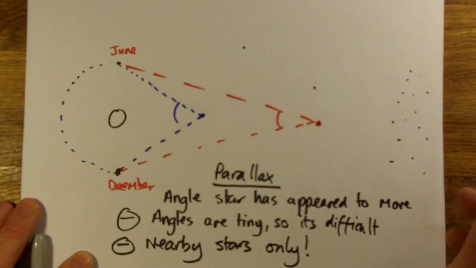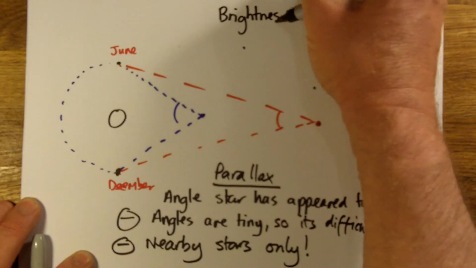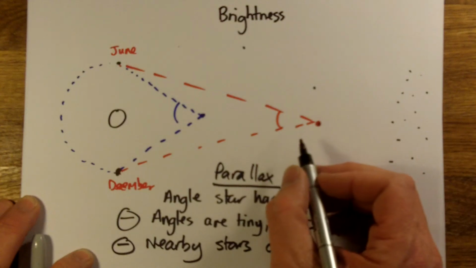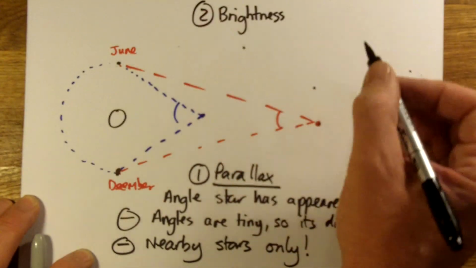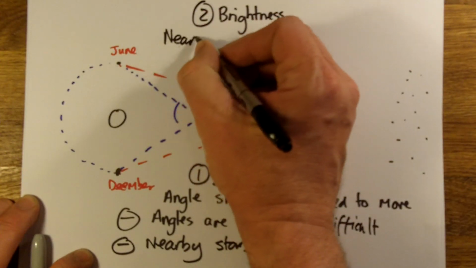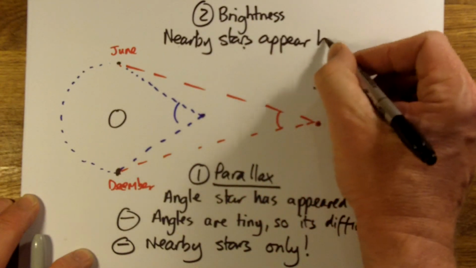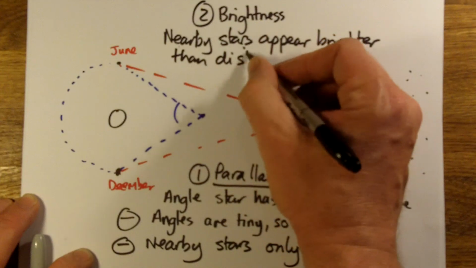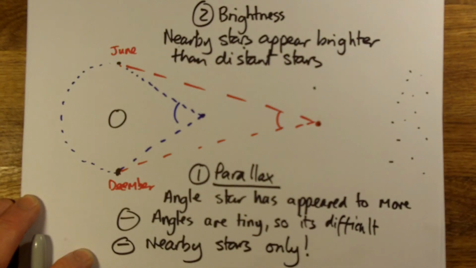So that's method 1. Method 2 is simply to use the brightness of a star. Taking the rule of thumb that the nearer you are to a star, the brighter it appears, because the more photons are arriving, you can then make an estimate of the distance by looking at the brightness. So method 1, parallax, method 2, brightness, based on the premise that nearby stars appear brighter than distant stars. So we can fairly accurately measure the brightness of a star.